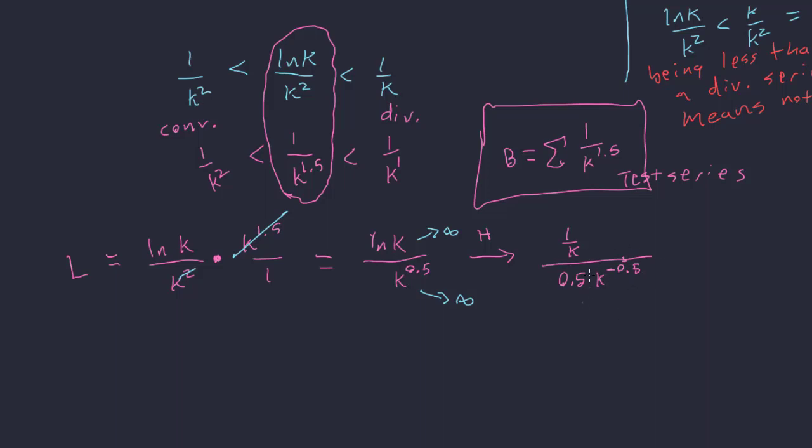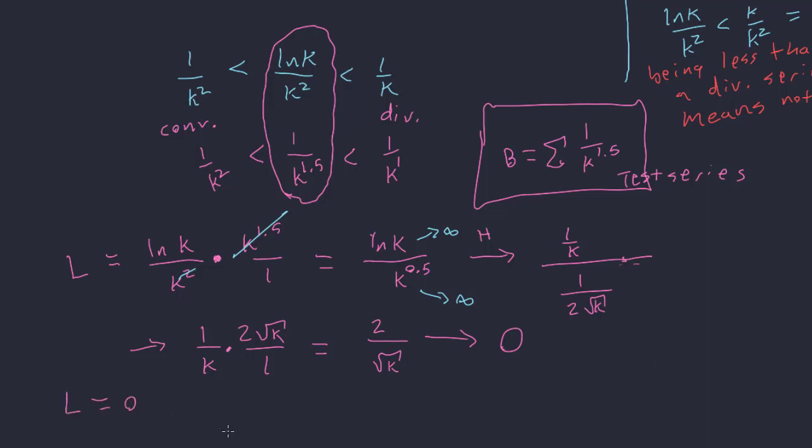We might want to mess with this a little bit, but we'll get the k to the negative 0.5. Remember, this is the square root of k, so maybe it would be better to have 1 over 2 root k. All right, so now when we invert and multiply, I'll get 1 over k times 2 square root of k over 1, which is going to be 2 over the square root of k, and as k goes to infinity, this goes to 0. So L equals 0.